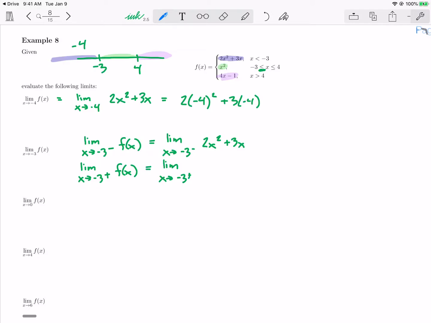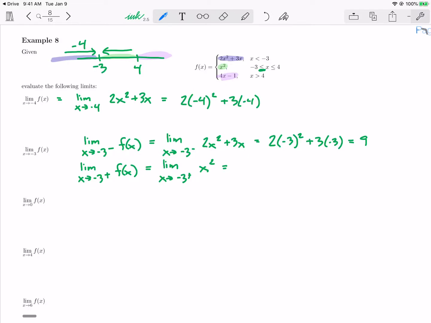So think of it this way. Negative 3 from the left, I'm using that top purple, dark purple piece. Negative 3 from the right, I'm using that middle green piece. So I'm using x squared. So for the top piece, I've got 2 times negative 3 squared plus 3 times negative 3. I'm actually going to compute this one, so I've got 2 times 9 is 18, minus 9 is 9.